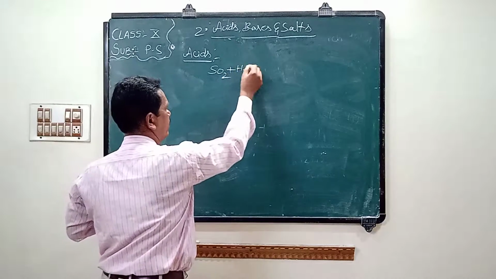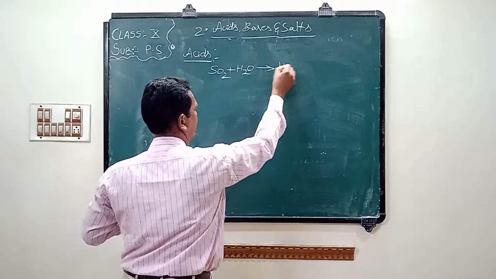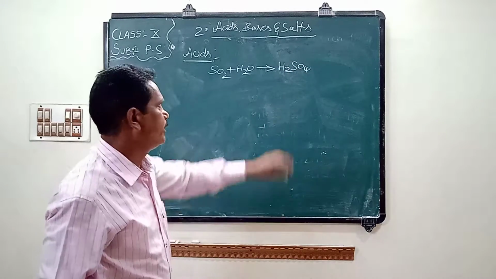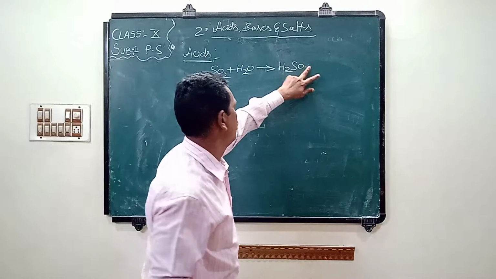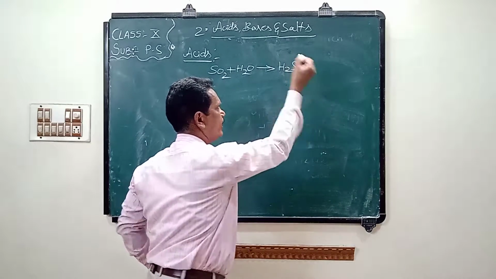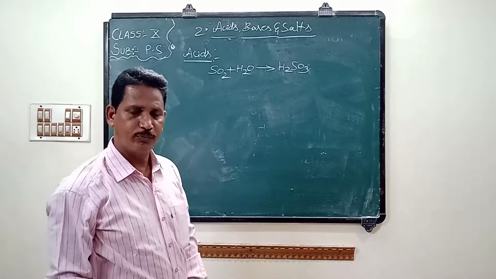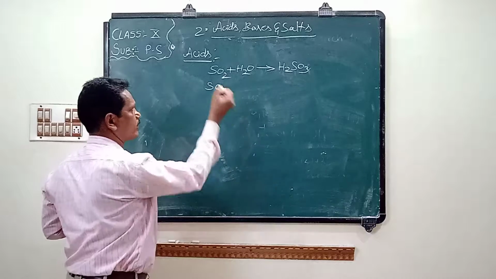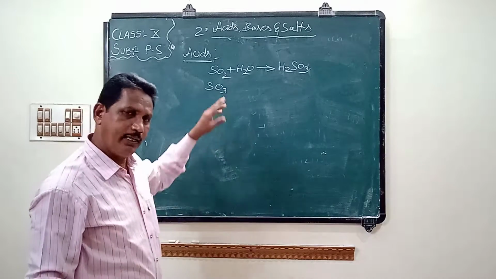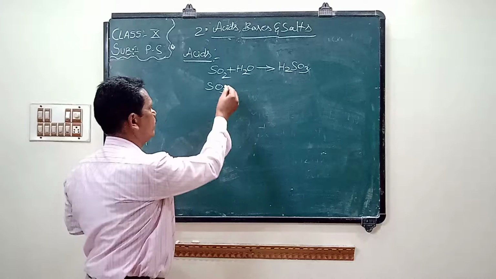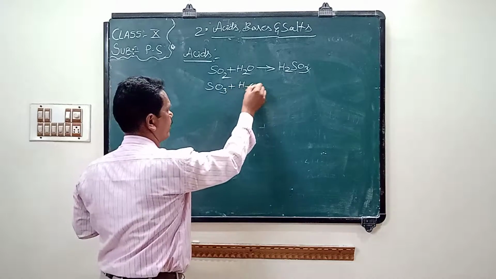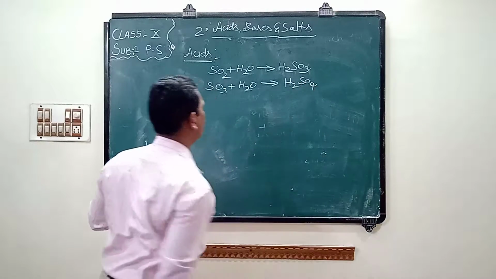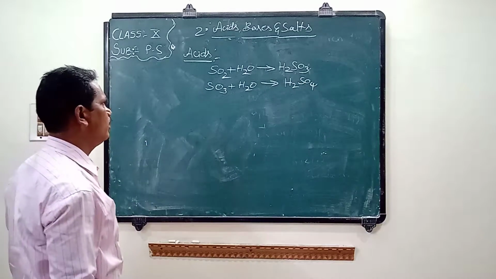Dissolved in water to form H2SO3, sulfurous acid. Next, SO3, sulfur trioxide. It is also a non-metallic oxide. Dissolved in water to form H2SO4.